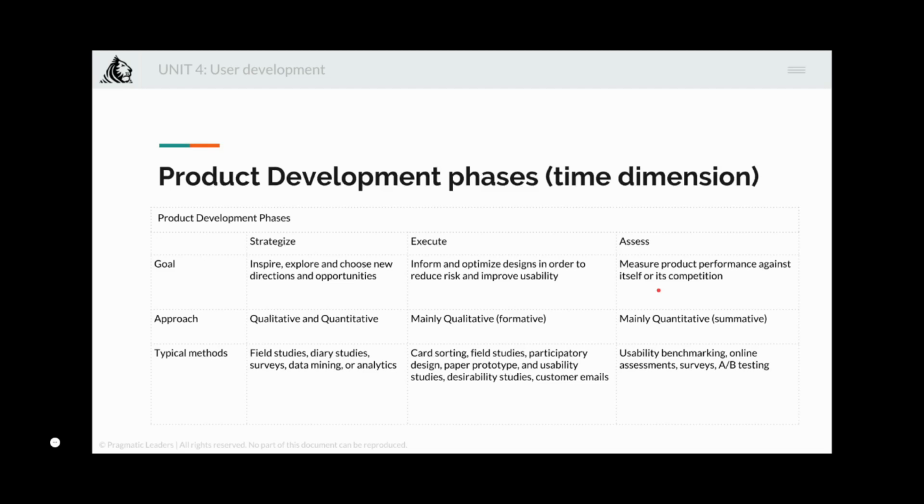And finally, when you're out with your product, you had a certain prototype ready, then you want to essentially do a quick measurement of your performance against the product itself, against an existing version of the product that you have, or against the competition, right? So this will be mainly quantitative. Okay. Usability benchmarking, you would do online assessments, surveys, A/B testing, and whatnot. Right. This will be all quantitative in nature.